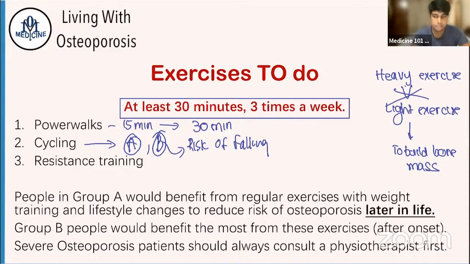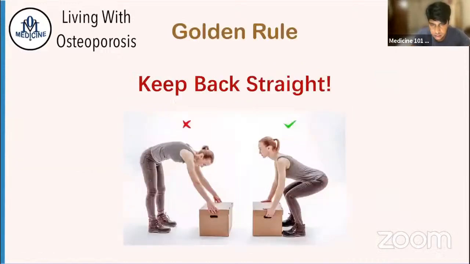So if you're in group A, do regular exercises, weight training, and lifestyle changes to reduce risk of osteoporosis later in life. But group B would benefit the most from these walks and these exercises that I'm going to talk about now. And group C should always consult a physiotherapist first. They should not try these without a physiotherapist's green light. Again, the golden rule is to keep the back straight. It should always be like this. So when we talk about the exercises, this is the one thing to keep in mind.